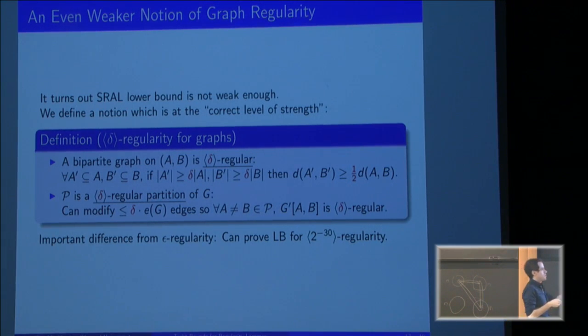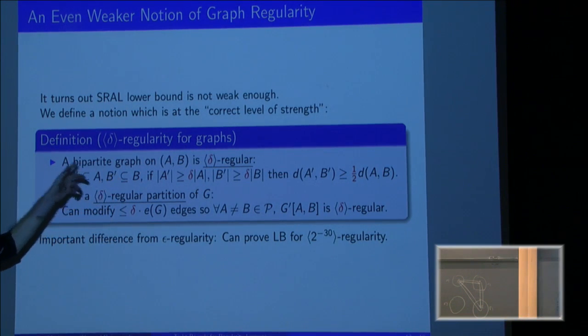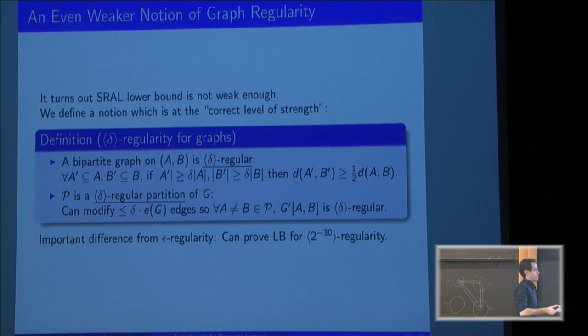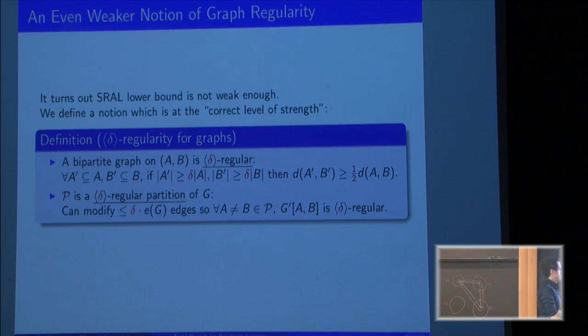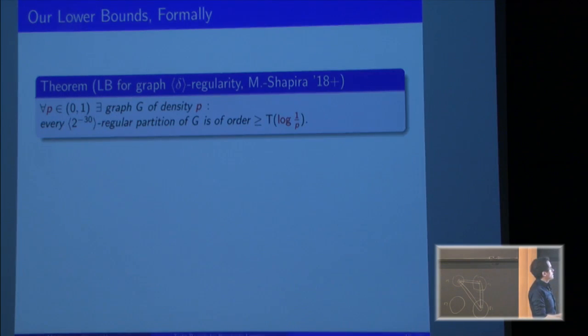Now let's go back to the definition. If you fix delta to be a constant, then what parameters do we have to prove a lower bound on? Nothing here tends to zero. So the answer would be, just like in SRL, we would prove a lower bound in terms of the density of the graph, p. So here's our theorem, a lower bound for delta regularity.